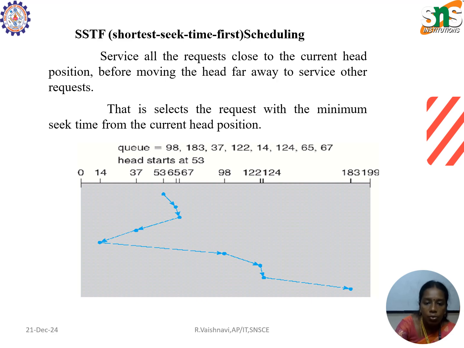Here the queue numbers are given, and then the starting position of the head is also given. It starts from 53, and then we have to see which is the shortest seek time. So after 53 the number will be 65, and then it goes to 67, followed by 37, and then 37 to 14, and 14 to 98, like this it goes on. For the shortest seek time we have to look for the smallest value.